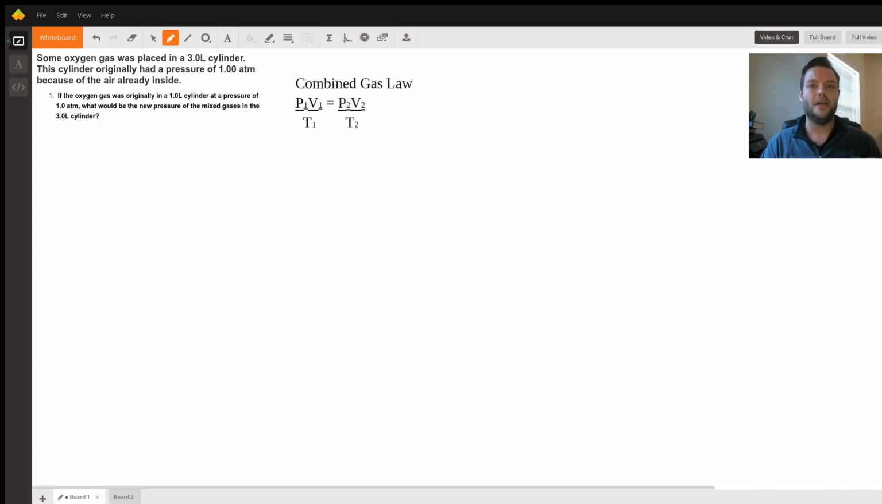The first part is going to involve finding the pressure of the oxygen. And in order to do that, we'll use the combined gas law. The second part then is finding the total pressure. And we'll find that using Dalton's law. So we're going to start with the combined gas law.